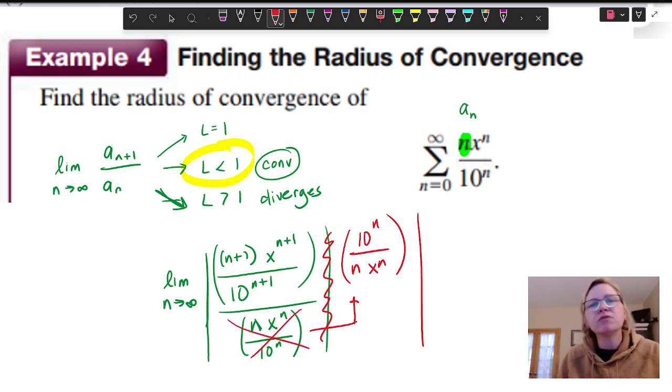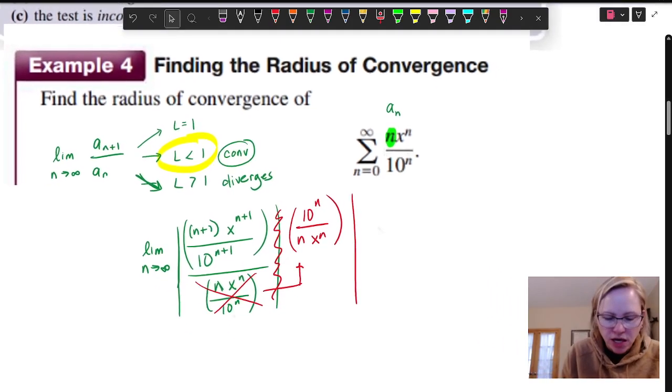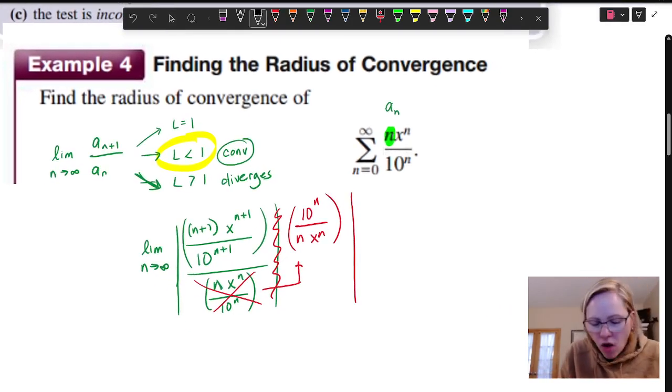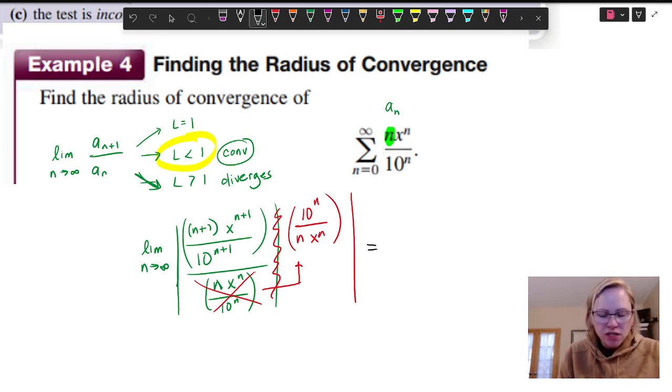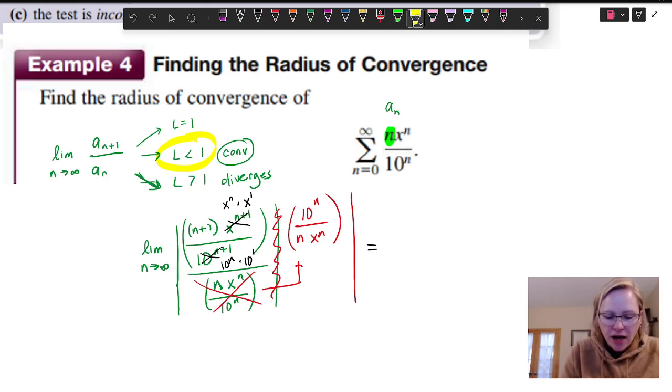And so as I simplify, here's the approach that I want to take. I want to gather all the things that don't cancel out. As I'm looking at this, I see x to the n plus 1. I'm going to rewrite it as x to the n times x to the 1. And then 10 to the n plus 1, I can also write as 10 to the n times 10 to the 1. By splitting up my exponent, now I can cancel that x to the n. I can cancel the 10 to the n. And my result is going to look like this.